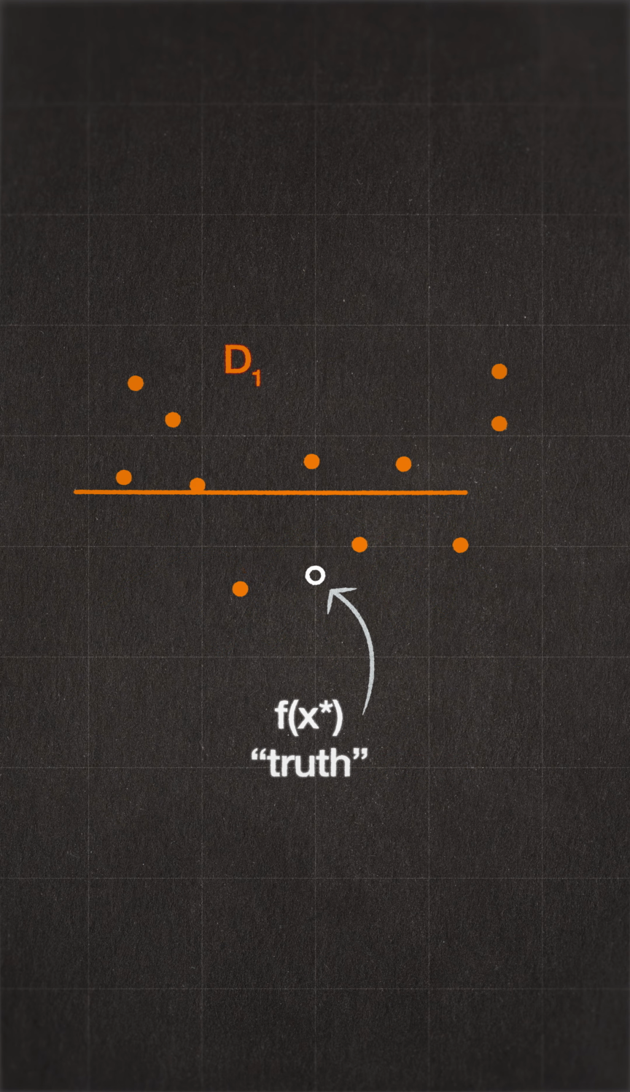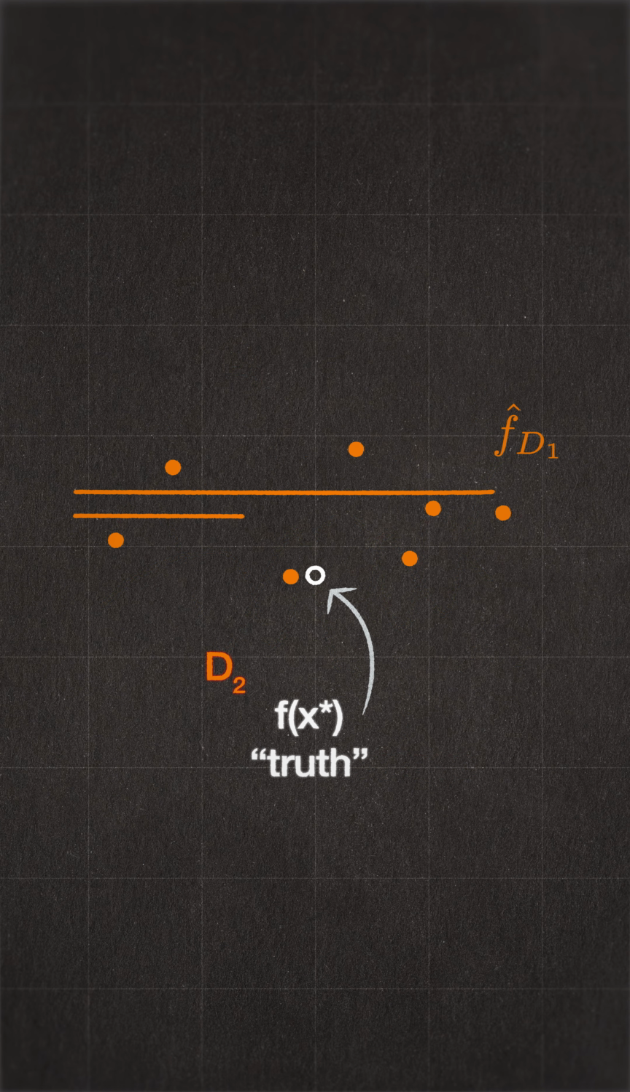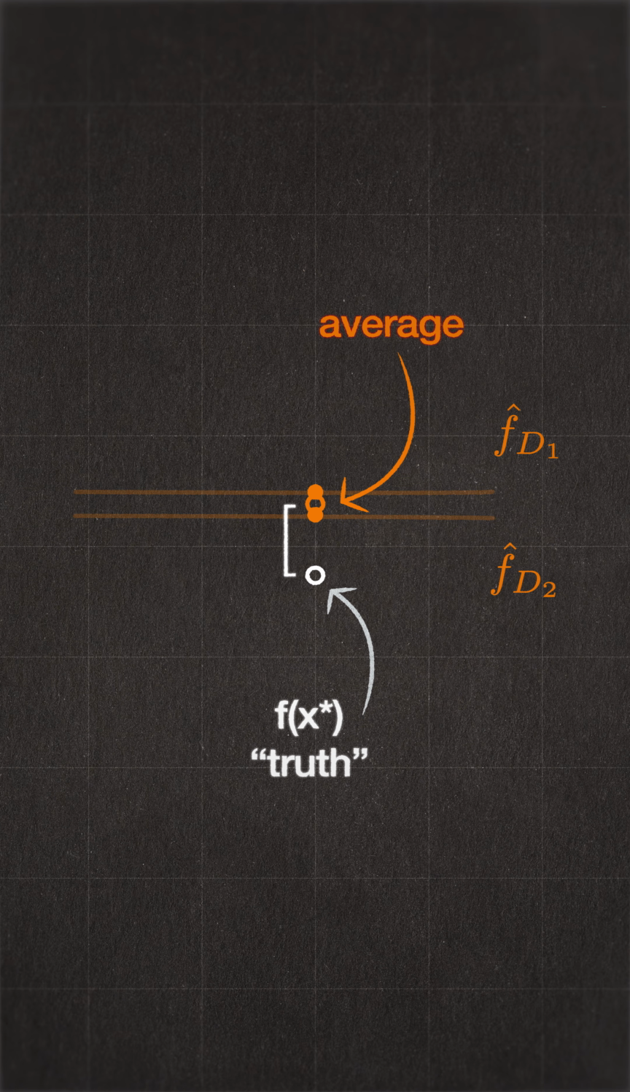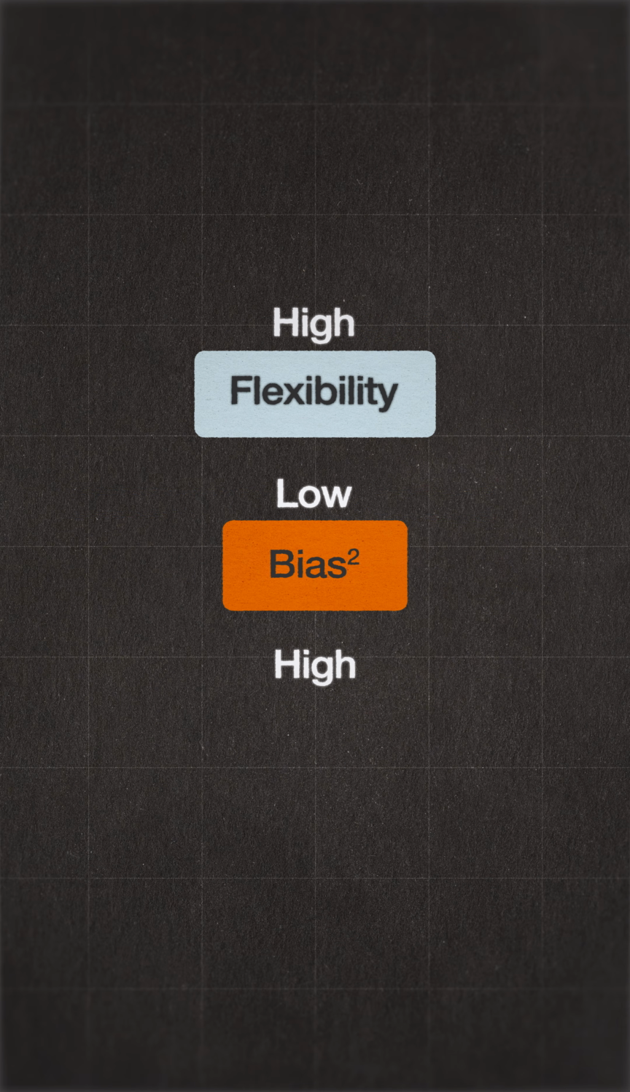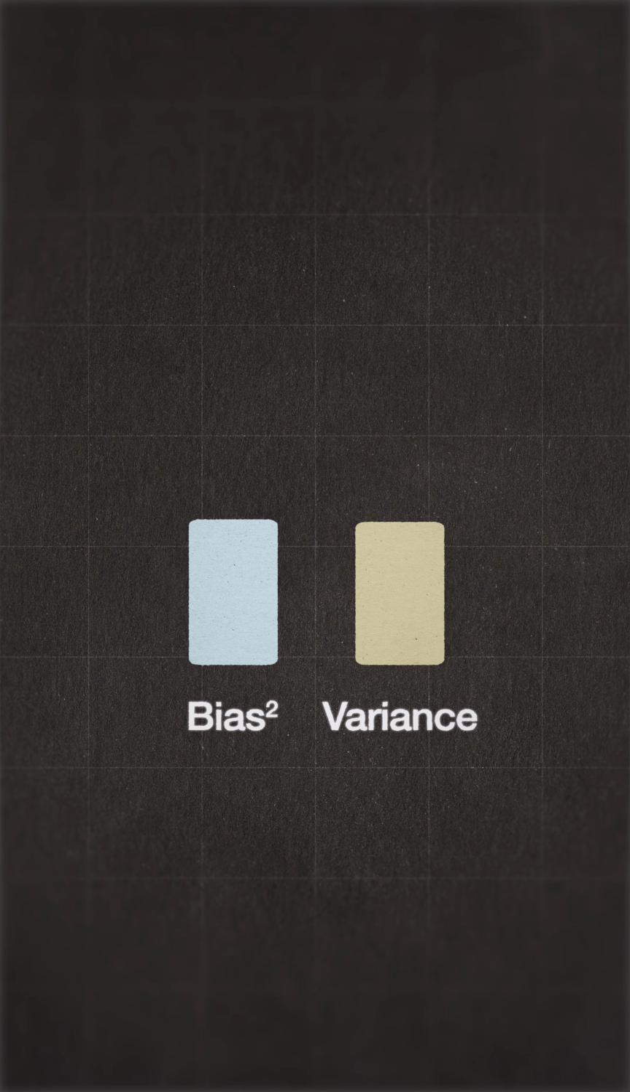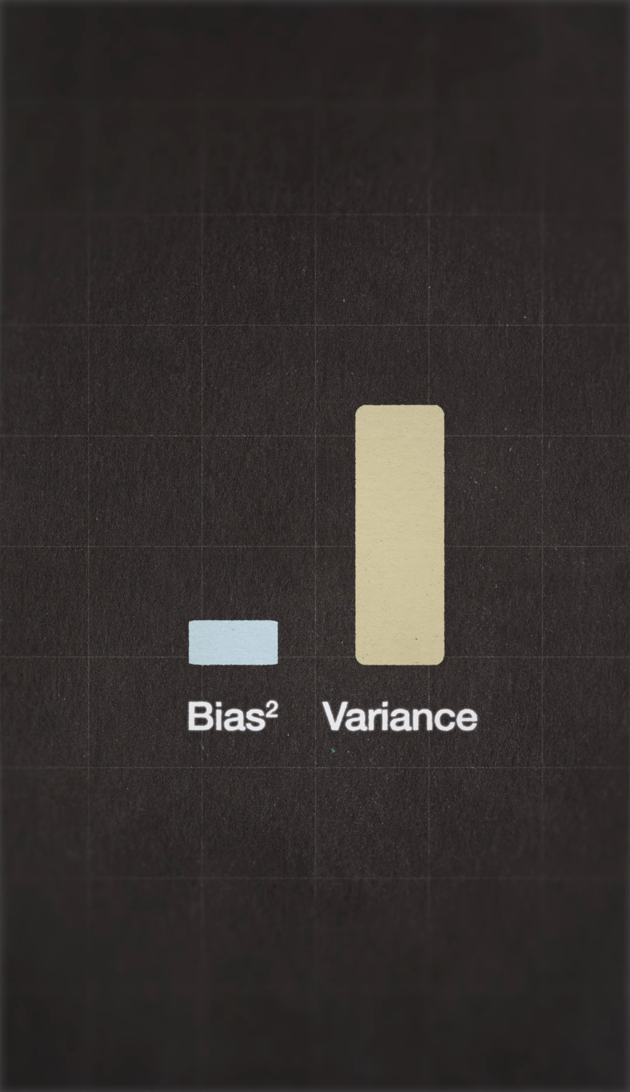Less flexible models, on the other hand, are more constrained, so they tend to focus on broader patterns that are more stable across datasets. This makes their predictions less variable, but at the same time, they might not have enough flexibility to capture more complex patterns, leading to a larger magnitude of bias. So increasing flexibility tends to reduce bias but increase variance, while decreasing flexibility tends to do the opposite. This is why we often observe a bias-variance trade-off during model selection.